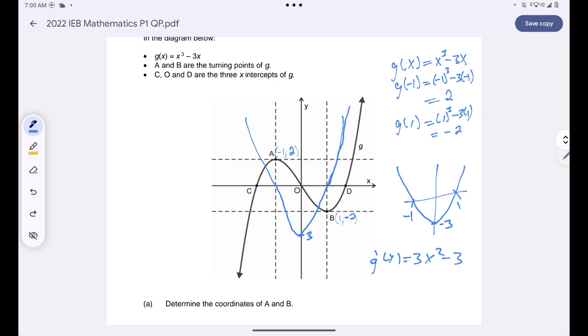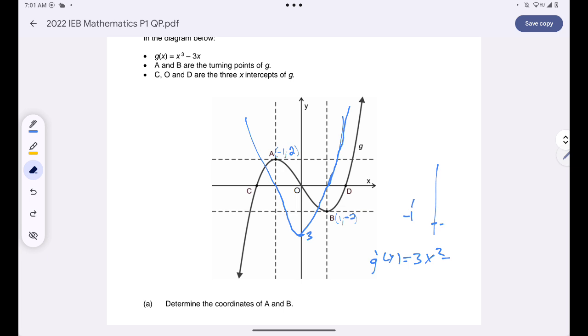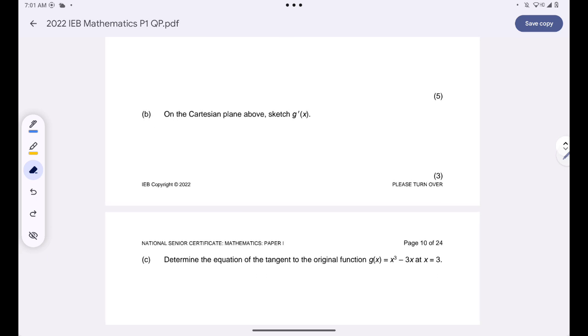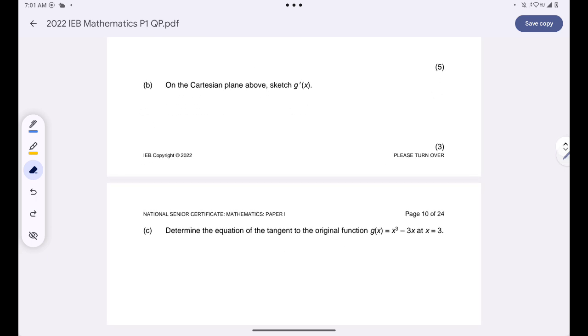I know that the x value at the turning point of the original function will be the x-intercept of the derivative function. So that's how I should have drawn the derivative graph over there. I know that the x-intercepts are negative 1 and 1. Now I'm supposed to determine the equation of the tangent to the original function at x is equal to 3.